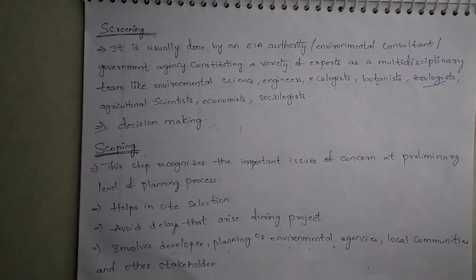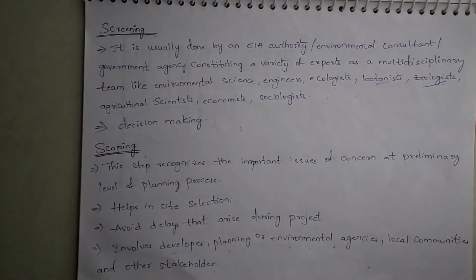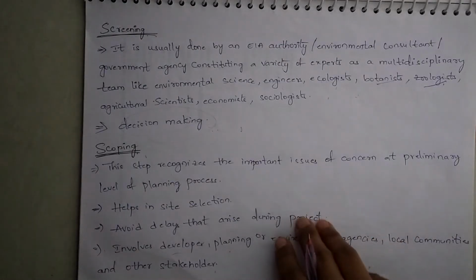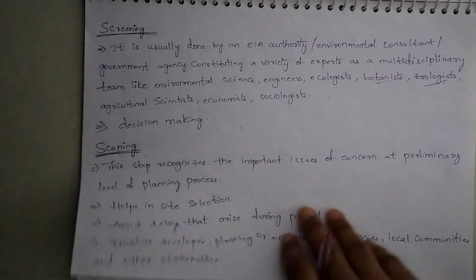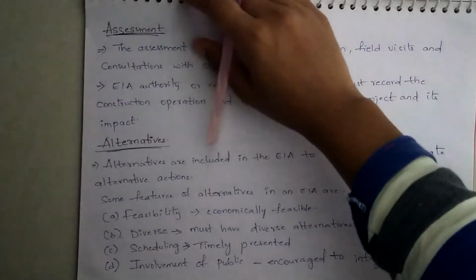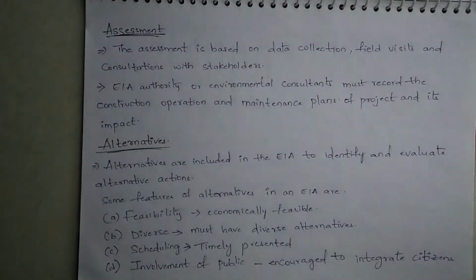Also, the scoping process should be focused, comprehensive and flexible, and this also provides sufficient information to the public as well, because while implementing a project, the public should be aware of what kind of project is coming there, and they should be able to understand the project and its issues as well. Okay, and then the next step is assessment.